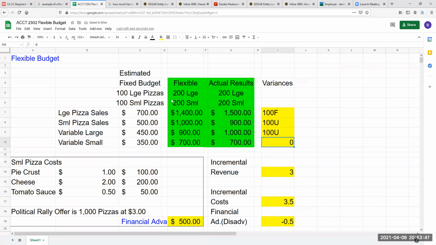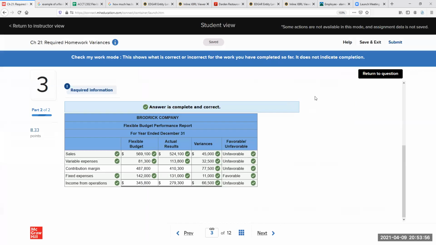So this is an example of a flexible budget. You adjust the numbers up to the actual results and then compare what the results are to what they should have been, or your budgeted numbers. All right, so let's go back and see if we can do one more.